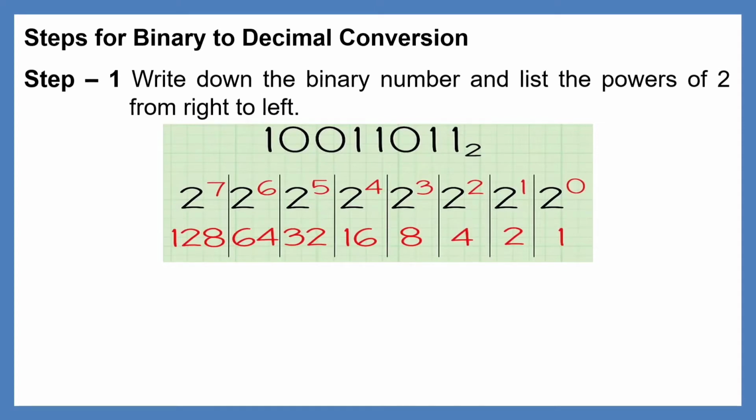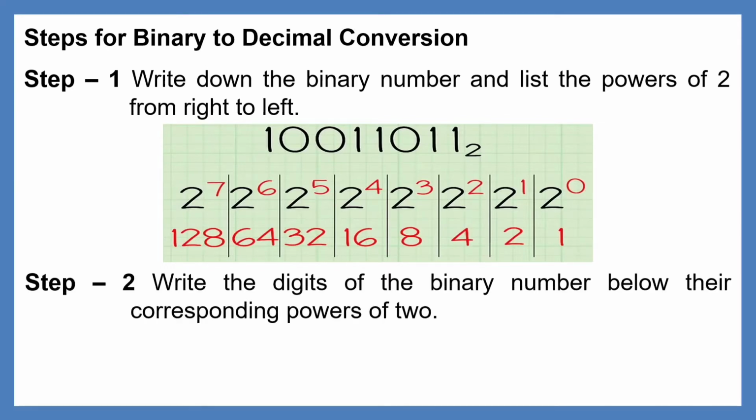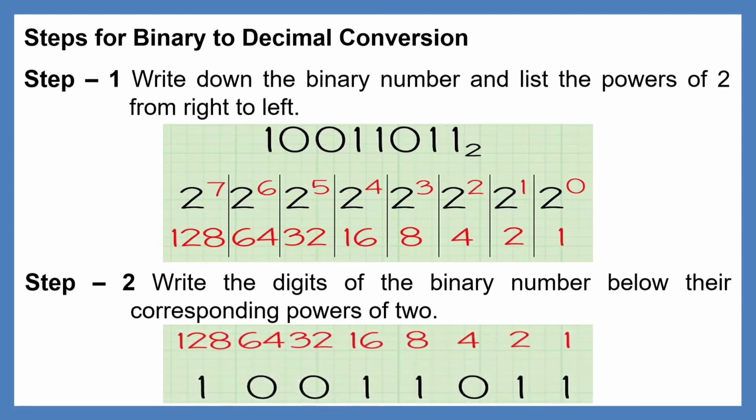So step 1 is you're going to write it. Next, write the digits of the binary number below their corresponding powers of 2. You're going to write the binary number into its corresponding place value. As you can see, it is placed on the exact place value. Each bit has a place value in the binary.